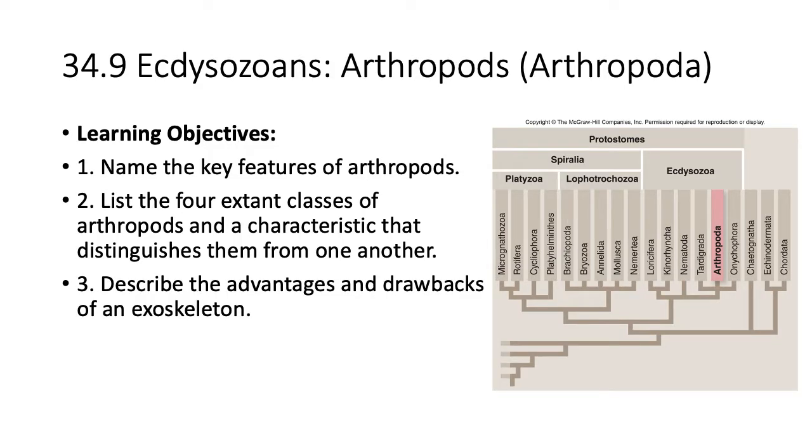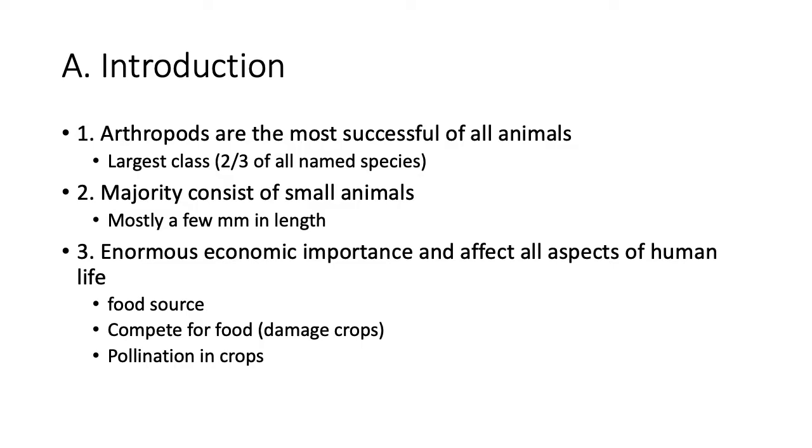Okay, arthropods. This is the final section of this chapter, and I will not be able to get through it all. We're only on slide 76 of 121. So I'm just going to talk about the key features of arthropods, and then when we see each other again, I'll talk about the classes of arthropods and describe some advantages and disadvantages of the exoskeleton. So a little bit of an introduction here.